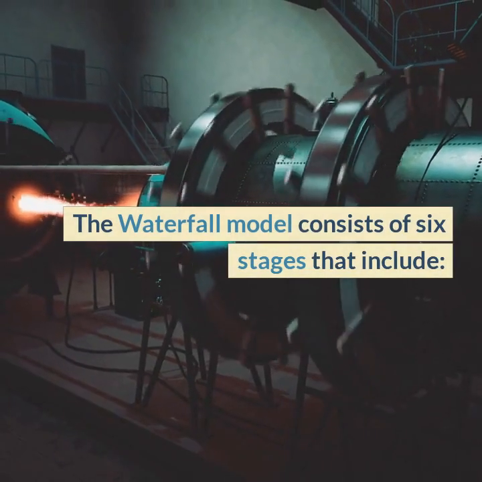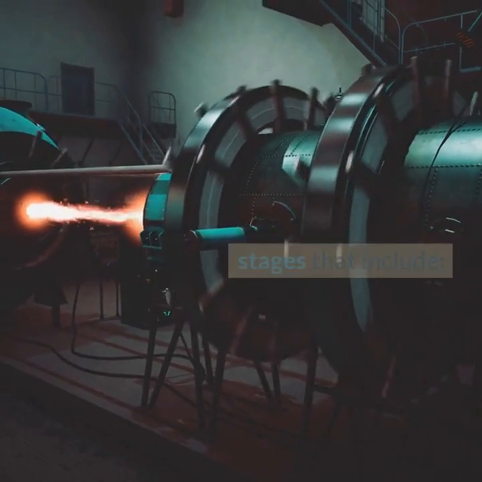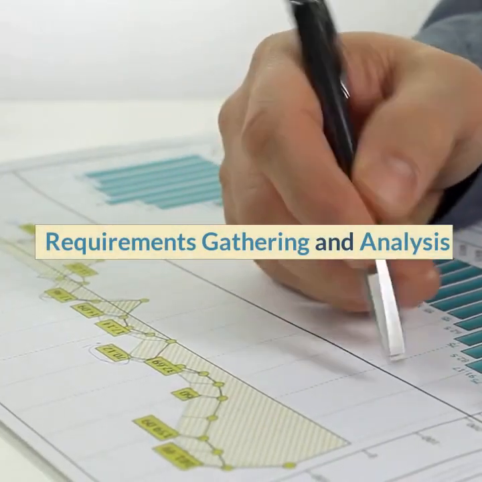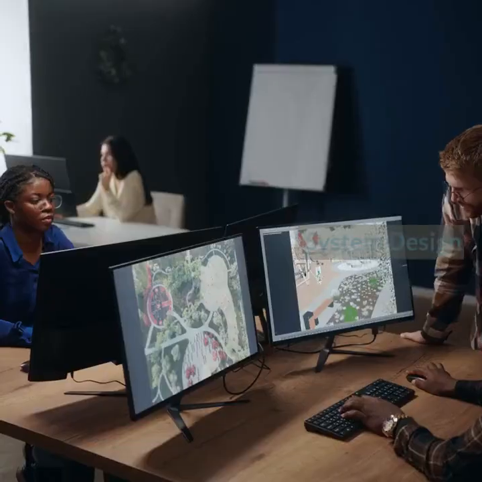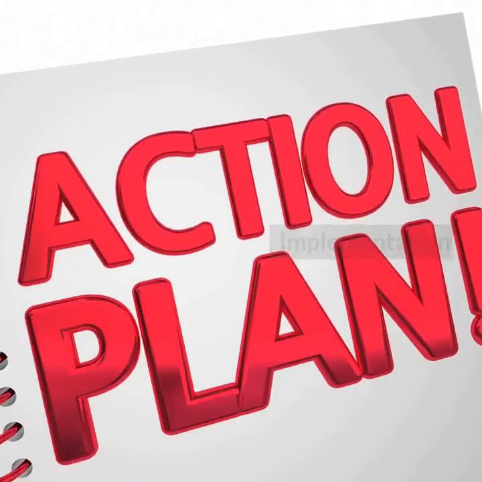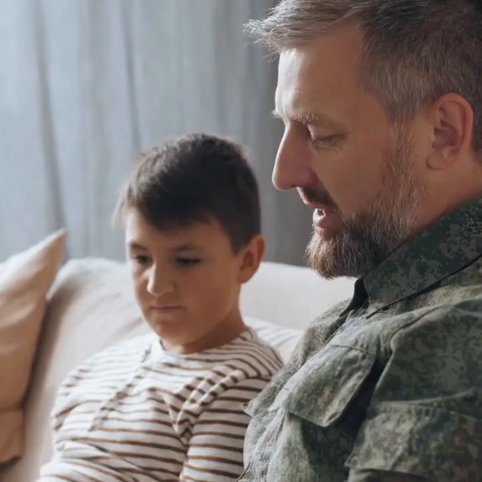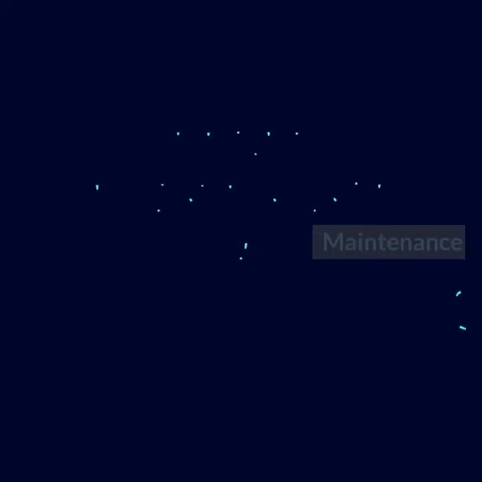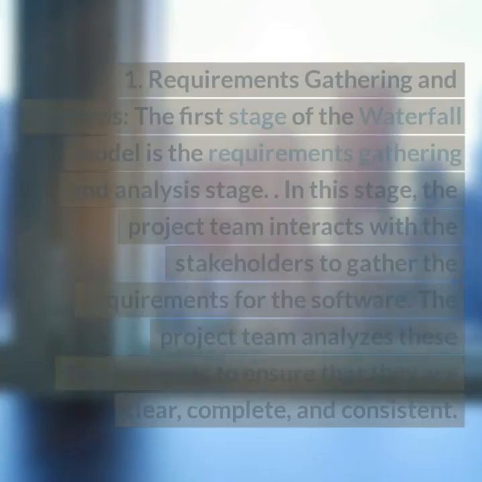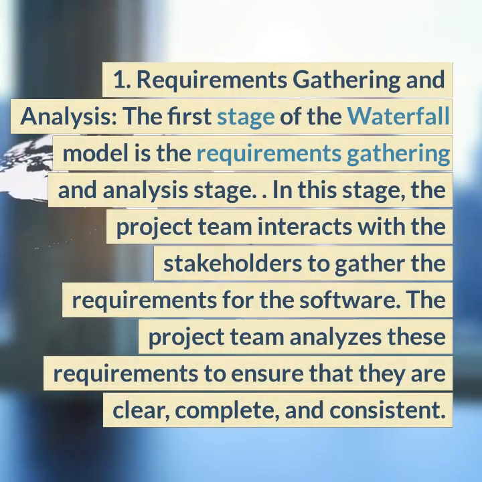The waterfall model consists of 6 stages that include requirements gathering and analysis, system design, implementation, testing, deployment, maintenance.